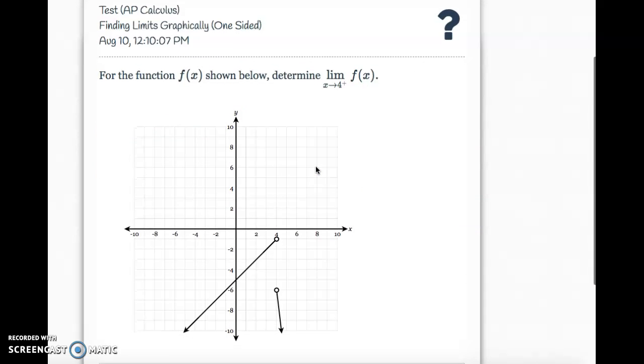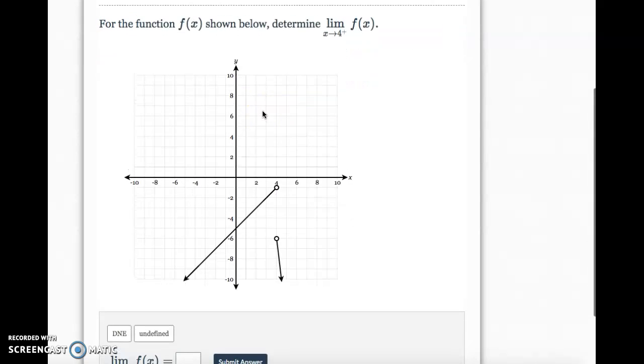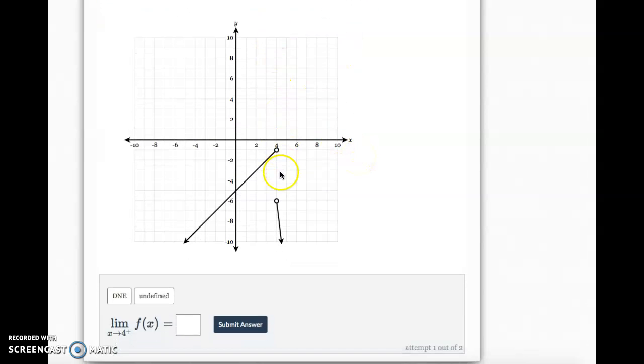So in this one, it says, for the function f of x shown below, determine the limit of f of x as x approaches 4 from the right-hand side. So here's my x value of 4, and as I approach from the right-hand side, I just got this little part of a graph that I'll be following here, but I'll be following it up, getting closer and closer to 4 from the right-hand side. It looks like my y value is again -6. That's just a coincidence, though. So I'll go ahead and do that.